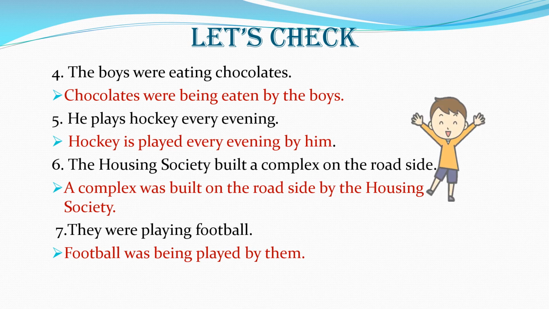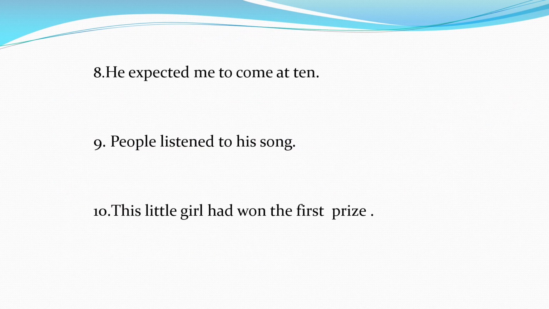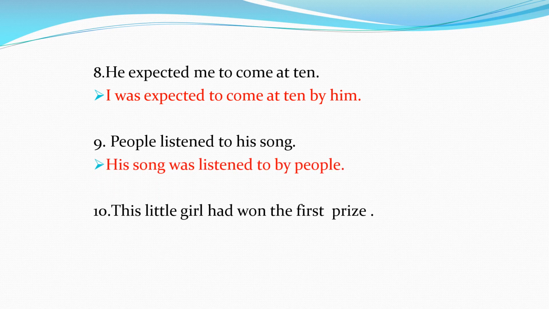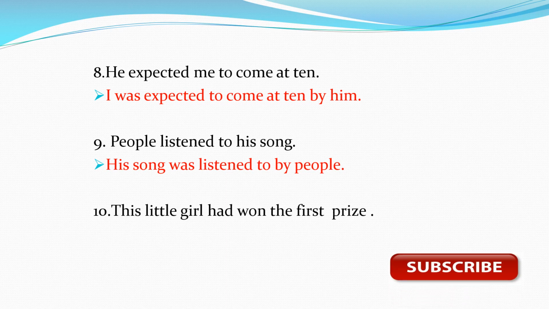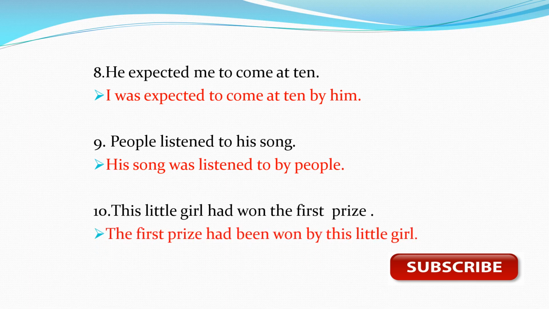So, where do you stand? Did you get all correct? That's really great. Let's move on to the eighth one. He expected me to come at 10. I was expected to come at 10 by him. Number 9. People listened to his song. His song was listened to by people. Number 10. This little girl had won the first prize. The first prize had been won by this little girl.